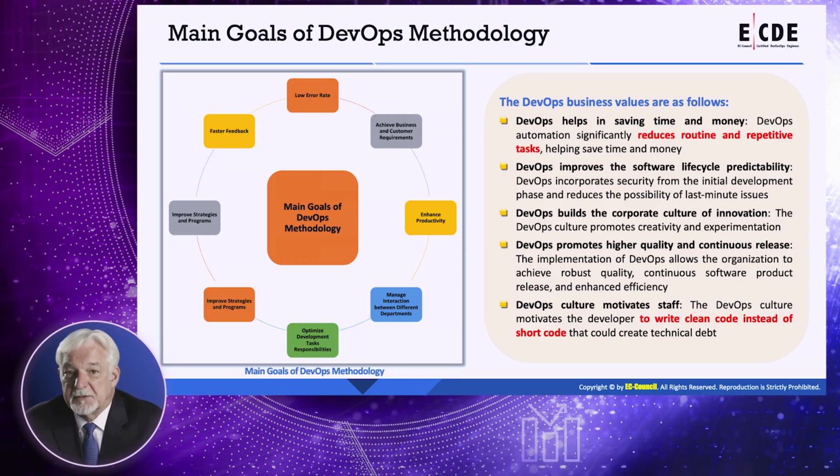The main goals of DevOps methodology primarily is to save time and money. DevOps automation significantly reduces routine and repetitive tasks, helping save time and money. It improves software lifecycle predictability as far as incorporating security, let's say, from the initial development phase, and it reduces the possibility of last-minute issues because it's in this continuous forward-moving development type of a perspective.